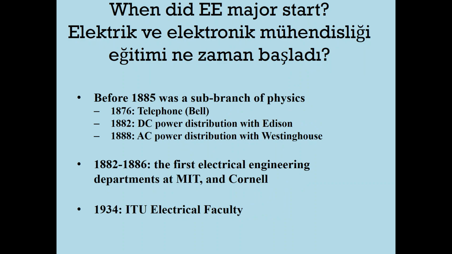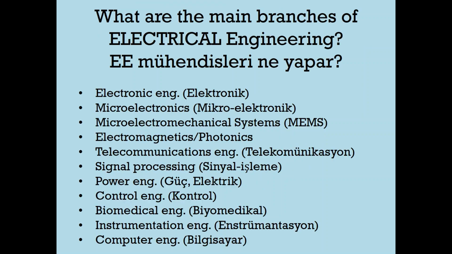So when did electronic engineering start? Before 1885, it was basically a sub-branch of physics. In 1882, it started for the first time ever in MIT and Cornell. In Turkey, it started in ITU University in 1934. So it has been more than around 100 years that electronic engineering has been around us.